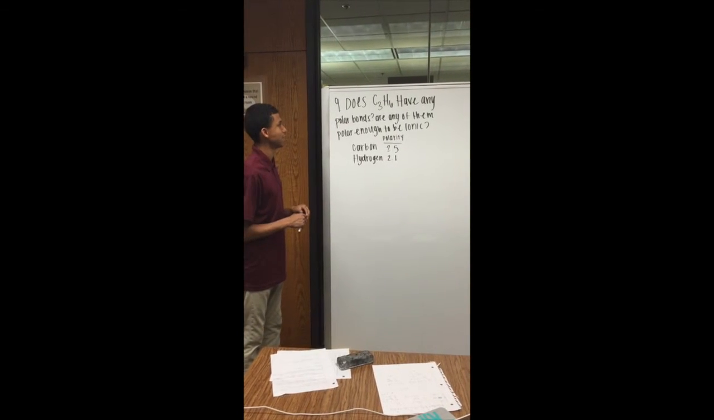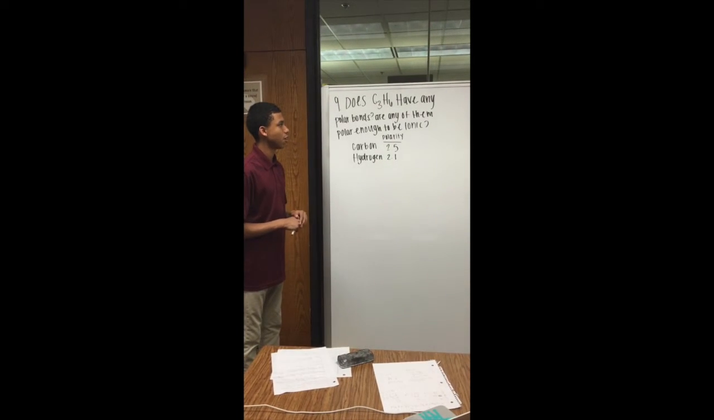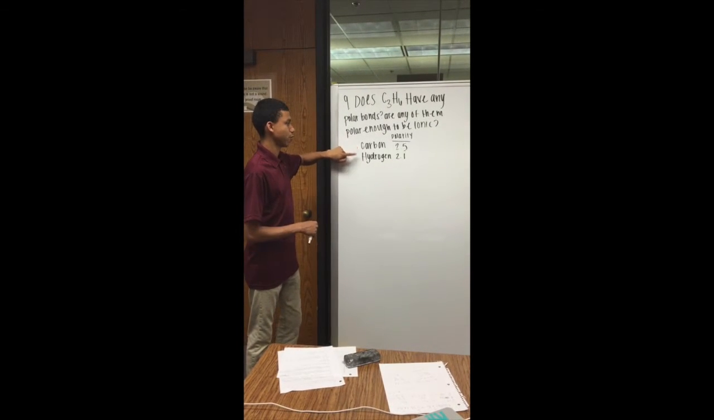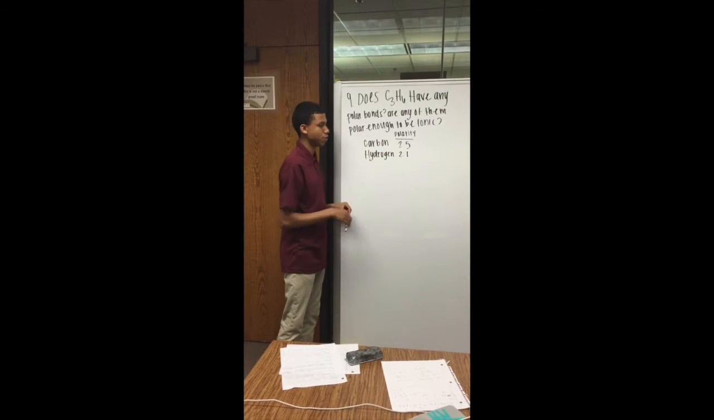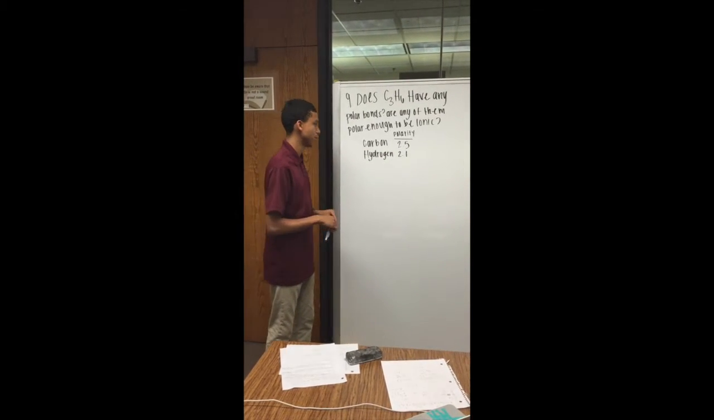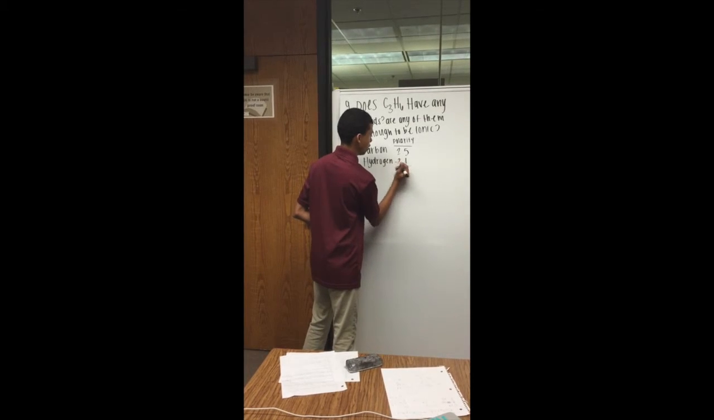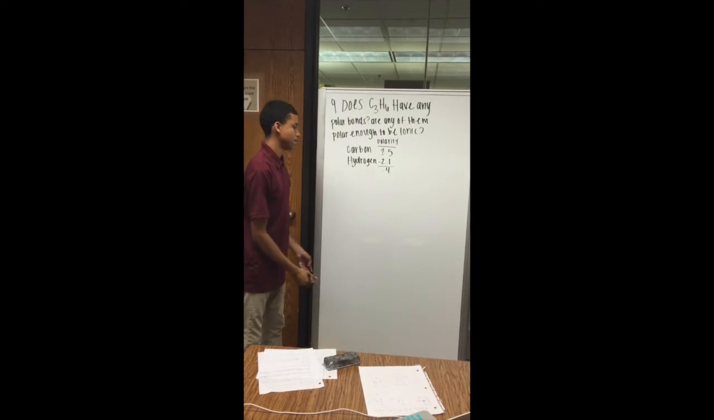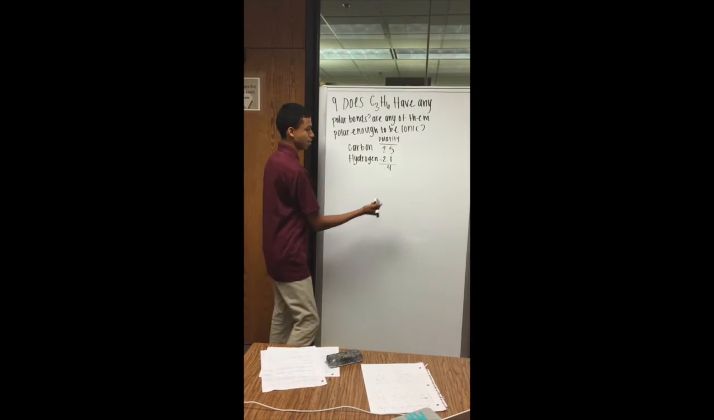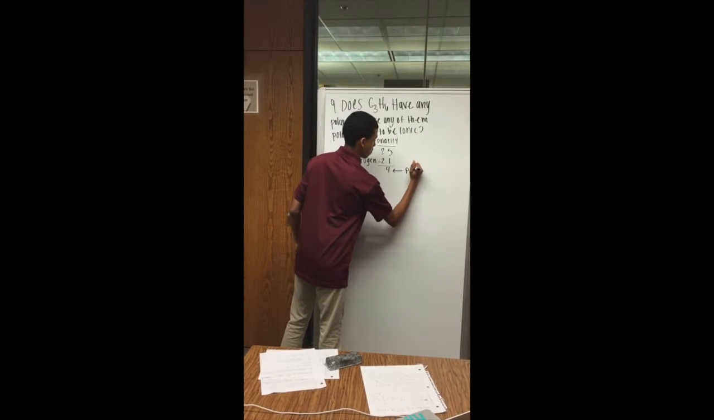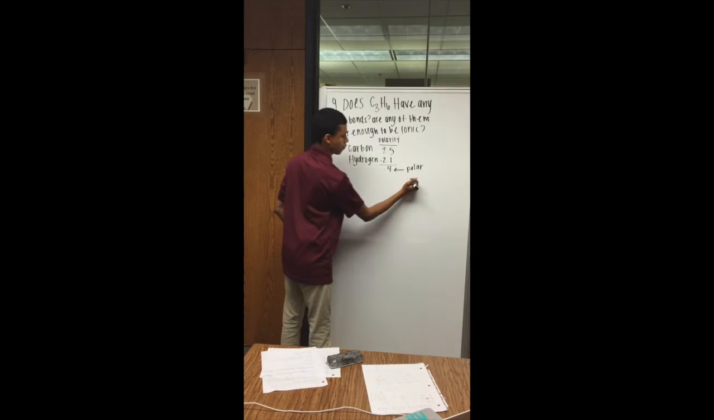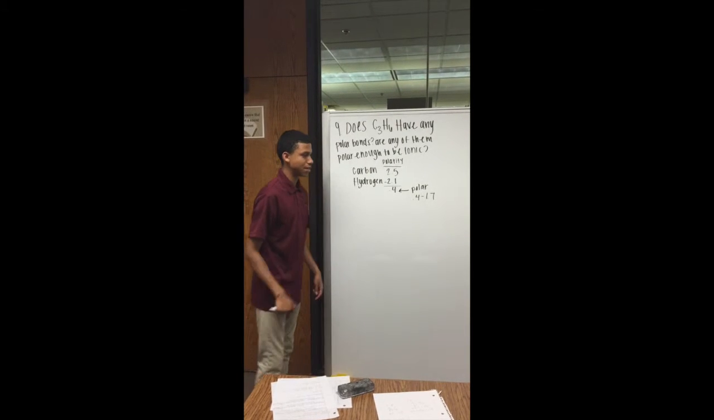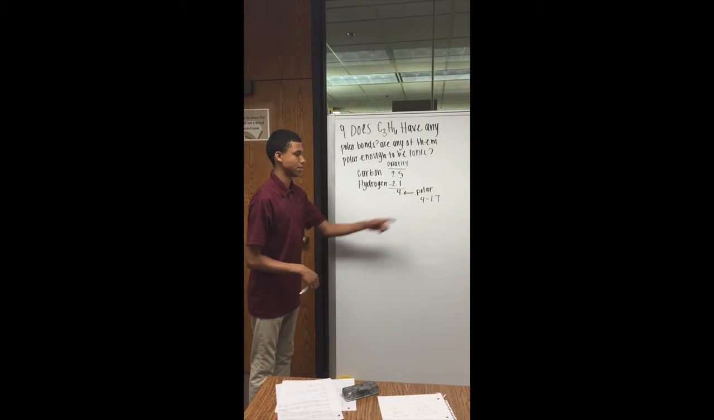Alright, so we're on question 9, and it says, does C3H6 have any polar bonds? Are any of them polar enough to be ionic? So right here we have the electronegativity for both carbon and hydrogen. Carbon has an electronegativity of 2.5 and hydrogen has 2.1. And so what you want to do is subtract between the two different atoms, and so you get 0.4. Because you have 0.4, this bond is polar, because the polar range is from 0.4 to 1.7. All right, and since it's 0.4, it's polar, but it's not polar enough to be ionic because it's barely polar.